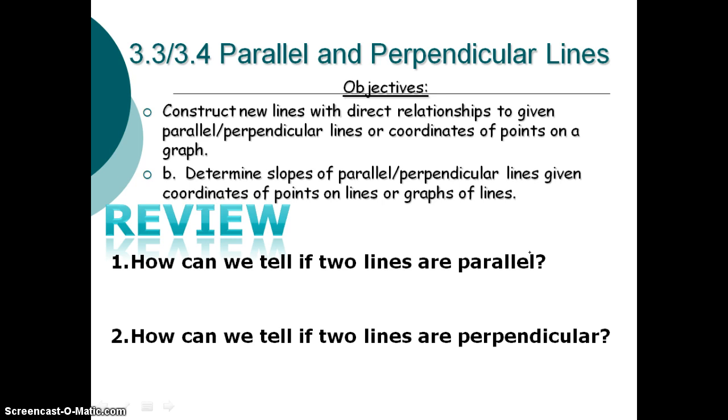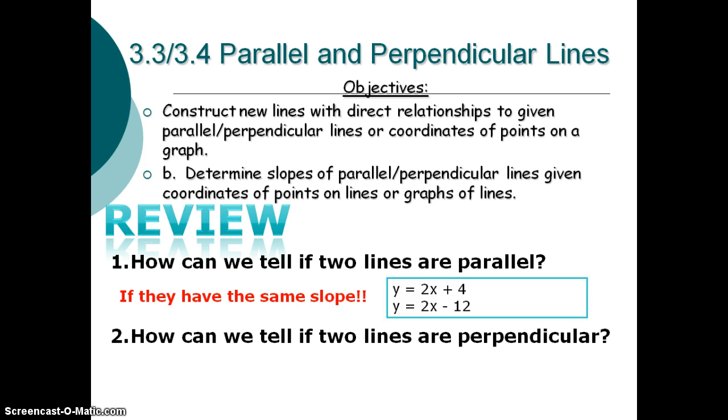How can we tell if two lines are parallel? Well, we can tell if two lines are parallel if they have the same slope. So for example, if I gave you these two lines right here, both of these lines have a slope of 2, which would make them parallel.